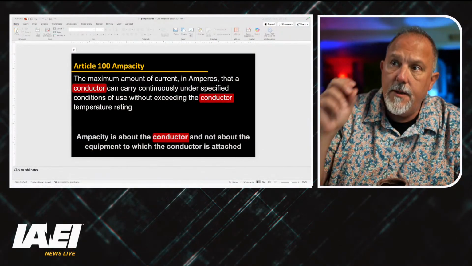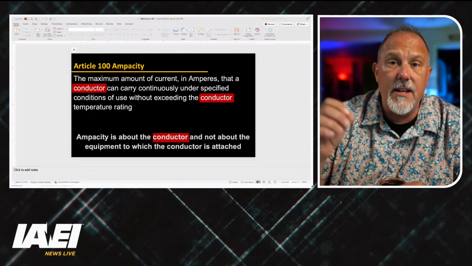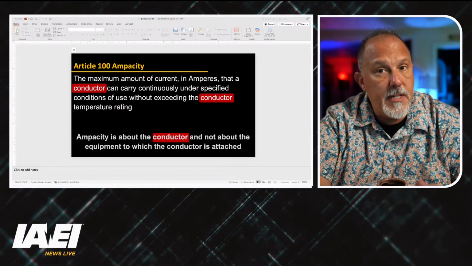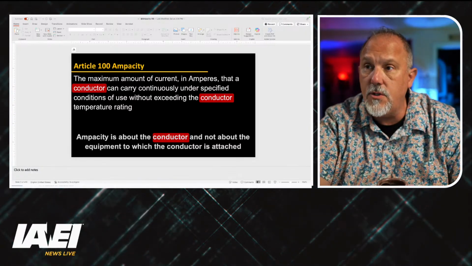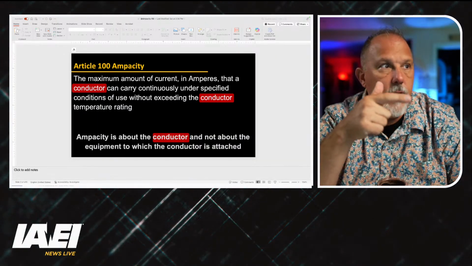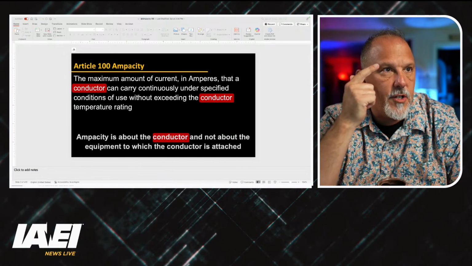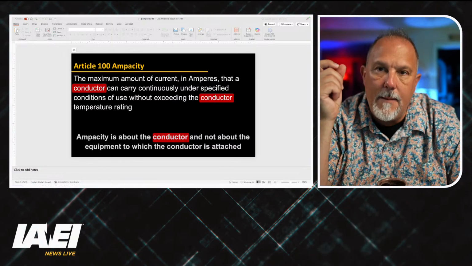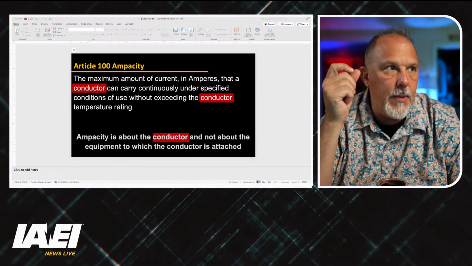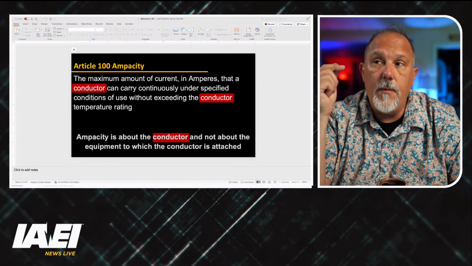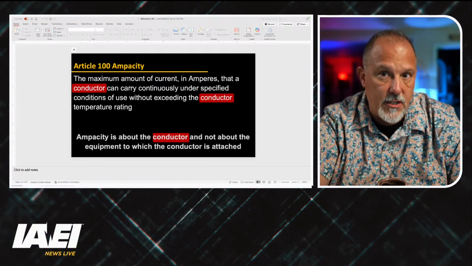But the fact is that when we talk about ampacity of a conductor, it is the conductor that we're talking about, and it's the conditions of use. So table 310.16 will give you a specified condition of use, and 240.4 tells you that you need to protect a conductor in accordance with the ampacity of that conductor. And because they point to 310.14, that tells you that it must take into consideration the conditions of use.